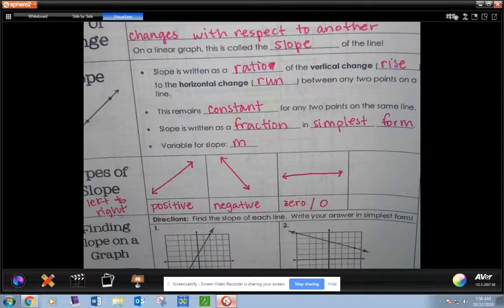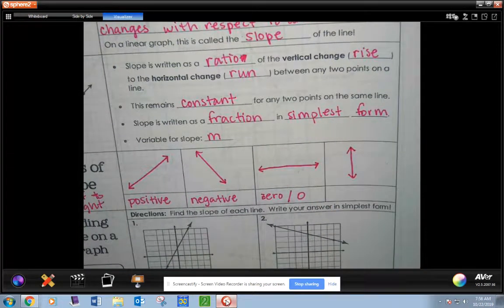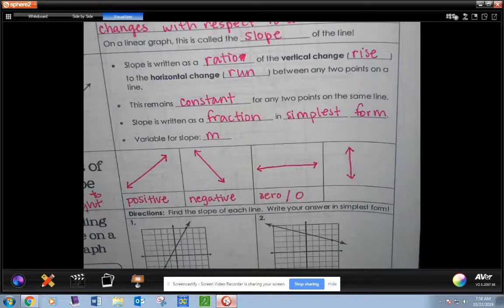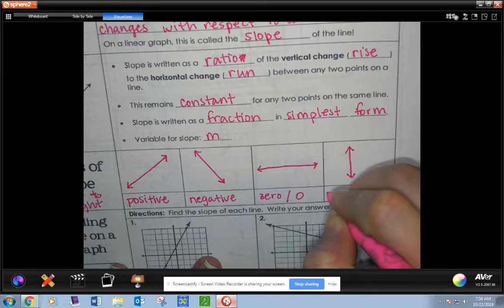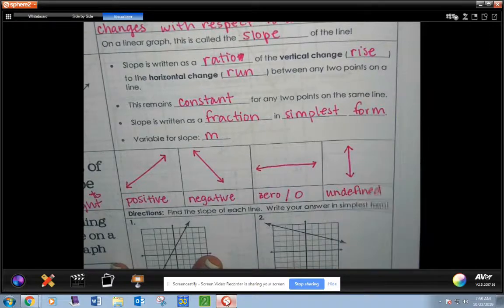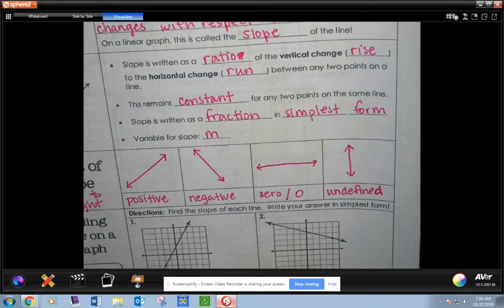Okay. The last type of slope would be a line that goes straight up, straight down. Okay, does this one have any run to it? No, it's rising, but it doesn't run. So this is the one that most people will get backwards. This is called an undefined slope. When you're doing your assignment online today, if it's undefined, there's actually an undefined button or you write the word. Okay? All right.